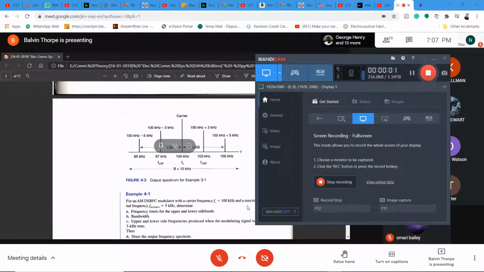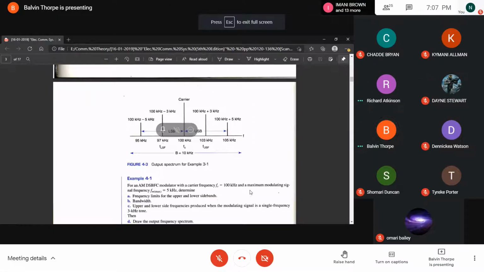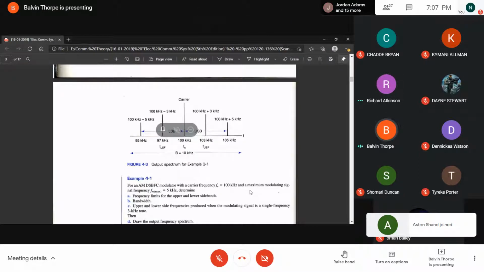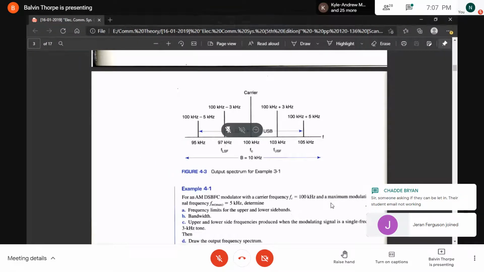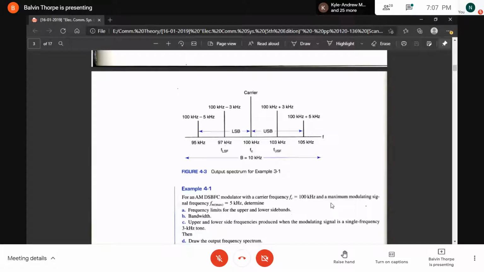Spectrum, bandwidth, those are all about frequencies. So what happened is that after the wave has been amplified, has been modulated, the resultant modulated wave, which is going to be the output of the modulator, will have these frequencies. How do we get these frequencies? That's the question.